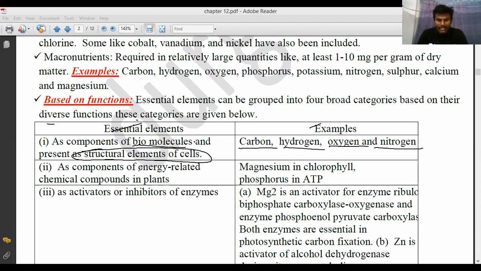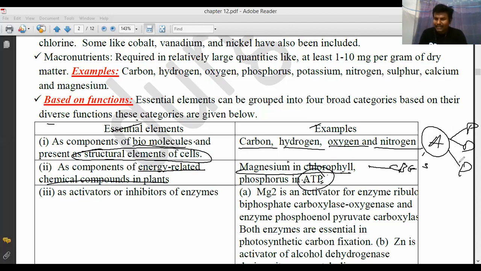Next, essential elements as components of energy related chemical compounds in plants. Some essential elements release energy. For example, magnesium in chlorophyll helps in releasing energy in the form of carbohydrates, sucrose, sugars, etc. Phosphorus in ATP: in adenosine triphosphate, 3 phosphate molecules are added to the adenosine, phosphate 1, phosphate 2, phosphate 3, and each one contains some amount of energy.